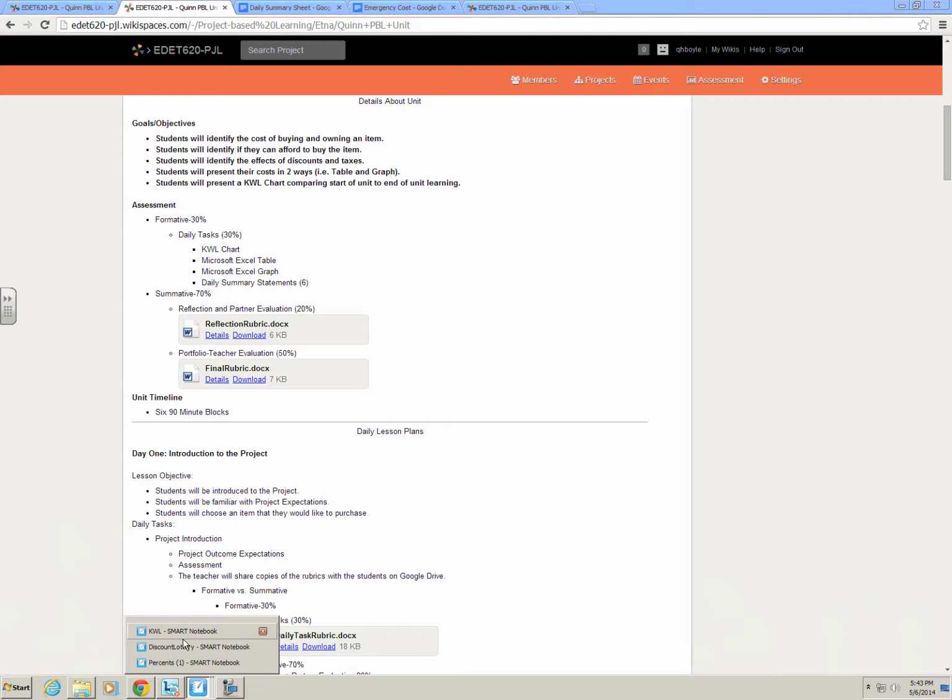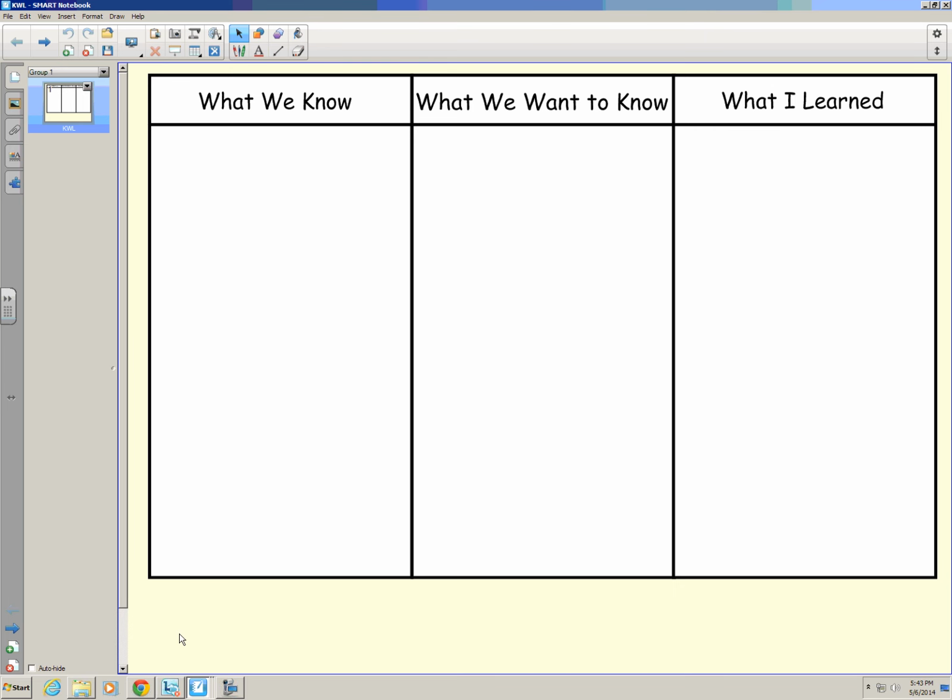So the place that I'm actually going to have the kids start is with a KWL chart on what they know about the cost of their item, or what they think they know. I want to get the kids thinking about that so that they have a place to start their research.